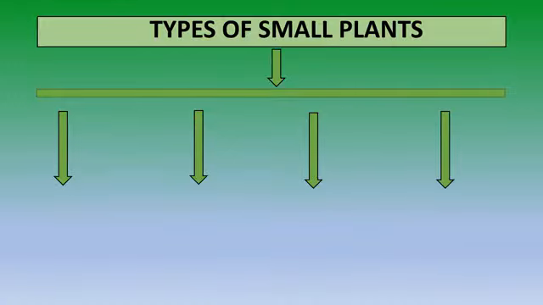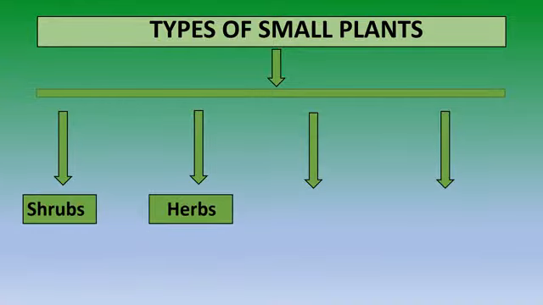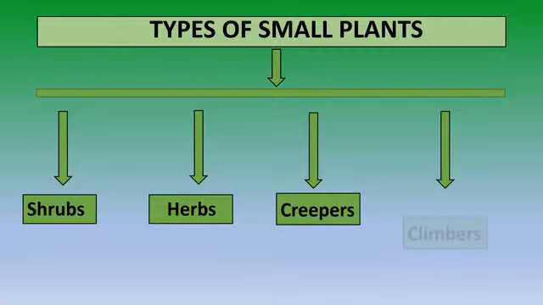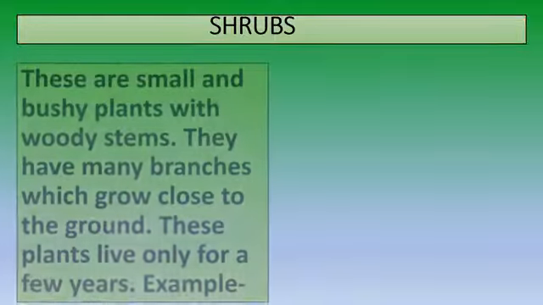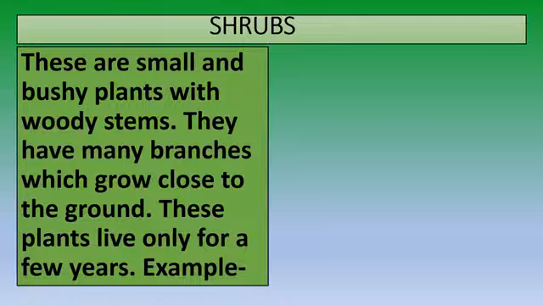Types of small plants. Shrubs, herbs, creepers, climbers. Now let's discuss about them in detail. Shrubs. To begin with, let's understand that what are shrubs and how do they look. These are small and bushy plants with woody stems. They have many branches which grow close to the ground.